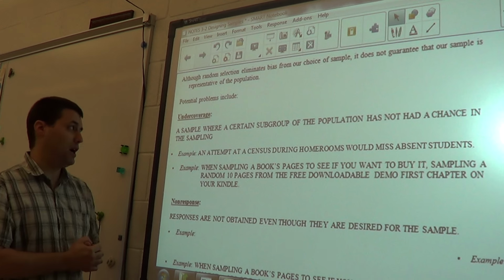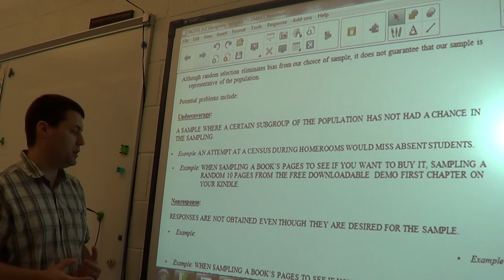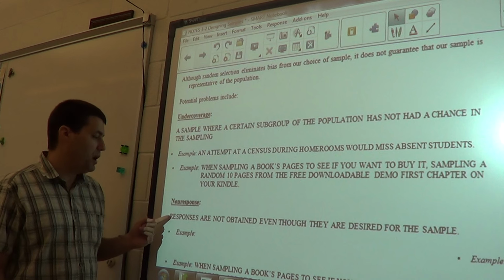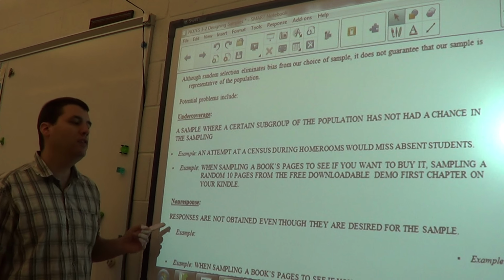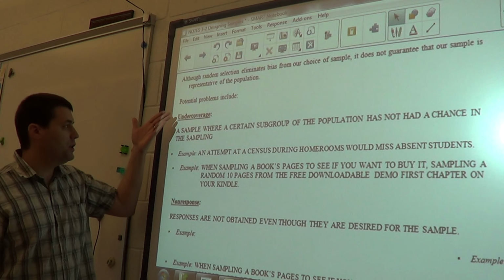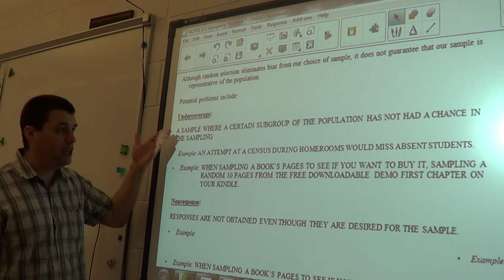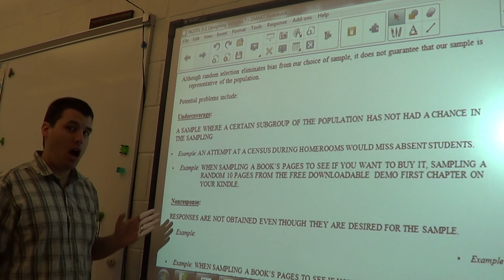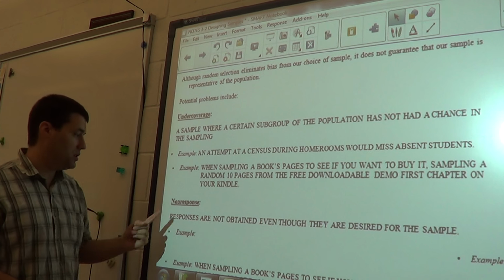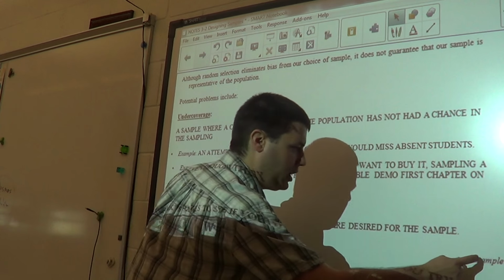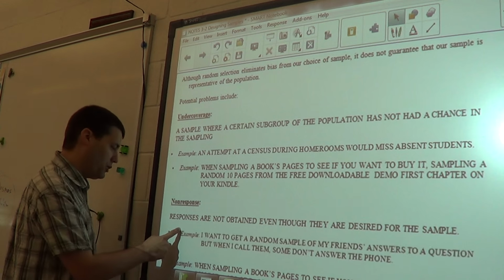Next, non-response, which we sometimes call non-response bias if we can predict what the type of bias is. Responses are not obtained even though they're desired for the sample. Notice the difference between these two. Undercoverage is when my sampling technique misses people. In this one, my sampling technique is fine. I just don't get the answers that I want. The name gives it away: no response. I want it, but I don't get it.